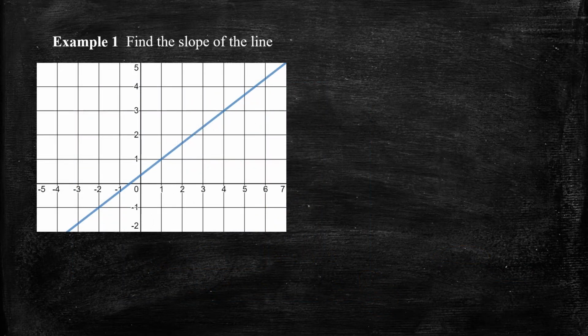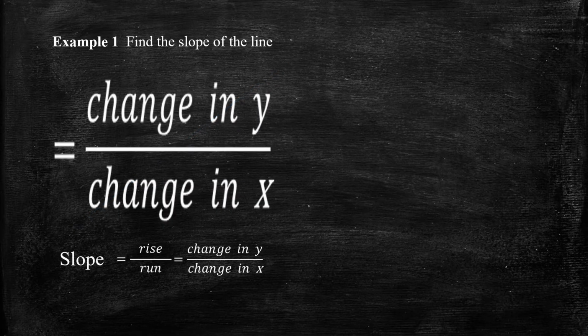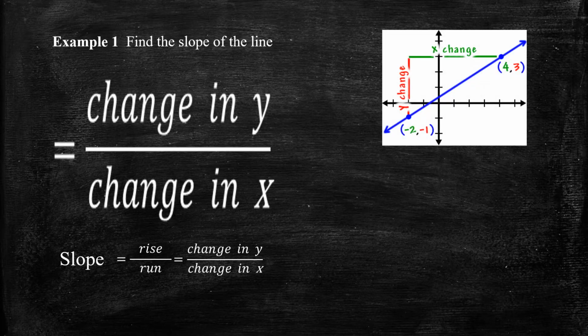All right, example number 1: find the slope of the line. Remember, the slope is rise over run, or the change in y over the change in x. So pick 2 convenient points on the graph. I chose -2, -1 here in the third quadrant, and 4, 3 here in the first quadrant. Those are places where the line went through a nice ordered pair, as opposed to having to worry about fractions.